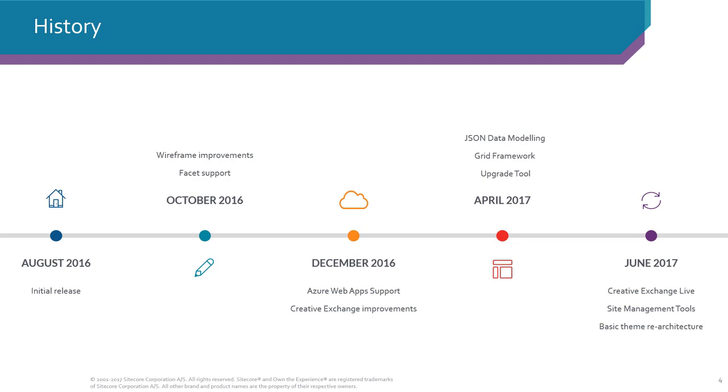Just to name a few, in December 2016, we added support for Azure Web Apps, together with improvements for Creative Exchange like support for customization using pipelines and a provider model for storage. The following year in April, we added the JSON Data Modeling tool, allowing you to create JSON using the Sitecore Experience Editor.